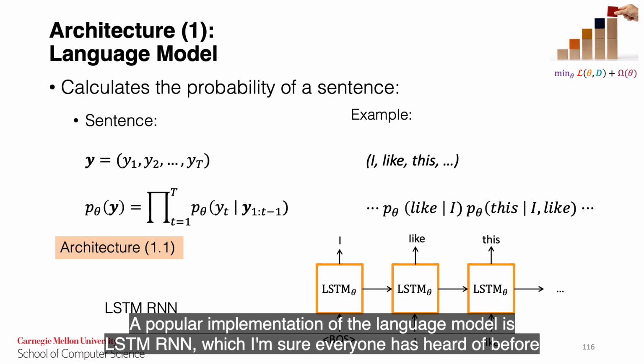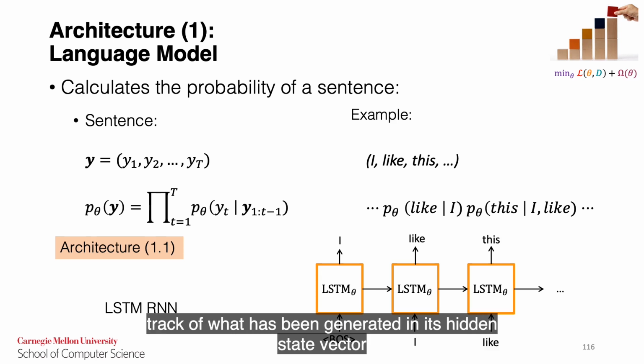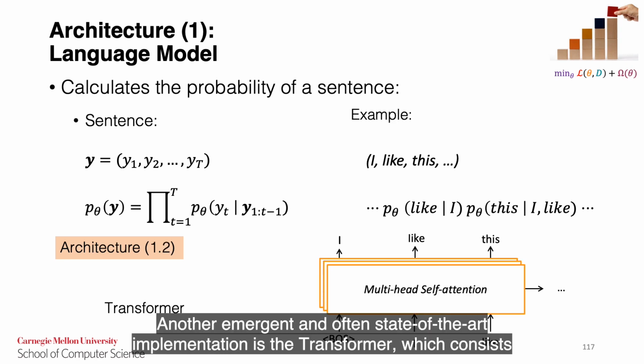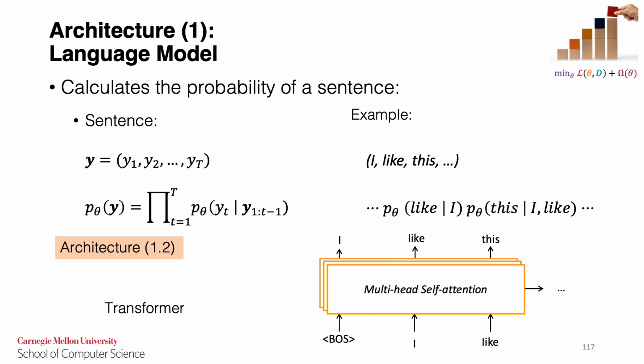A popular implementation of the language model is the LSTM-RNN, which I'm sure everyone has heard of before. It takes as input one token per time step and predicts the next token, while also keeping track of what has been generated in its hidden state vector. Another emergent and often state-of-the-art implementation is the transformer, which consists of a set of multi-head self-attention blocks.